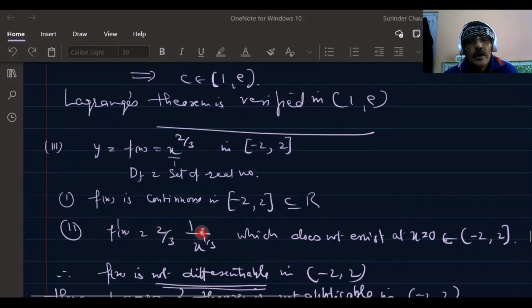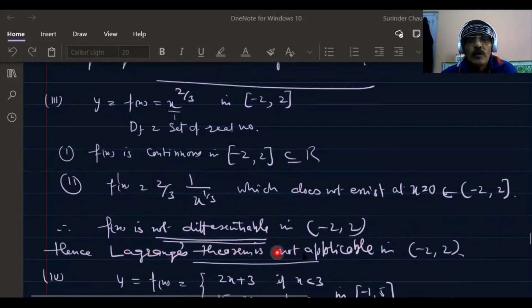We differentiate it: f'(x) = 2/3 times x to the power minus 1/3. At 0 this derivative is not defined, but 0 belongs to the interval minus 2 to 2. If you find a single point in the interval at which the derivative is not defined, then that condition is violated. This means f is not differentiable in the open interval minus 2 to 2. So if one of the two conditions is violated, the Lagrange mean value theorem will not be applicable in this interval for the given function.